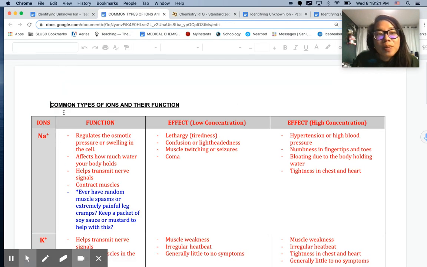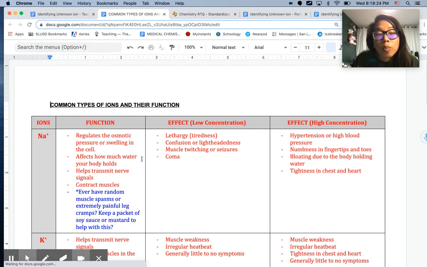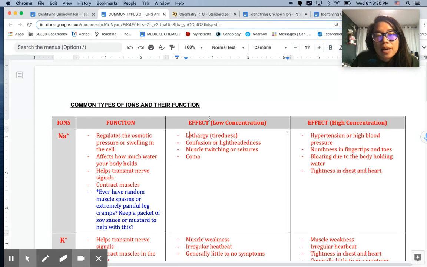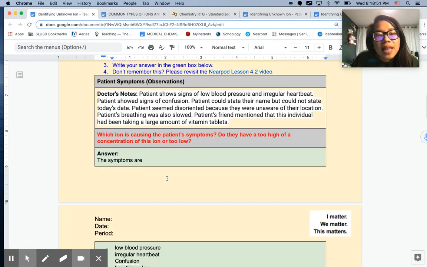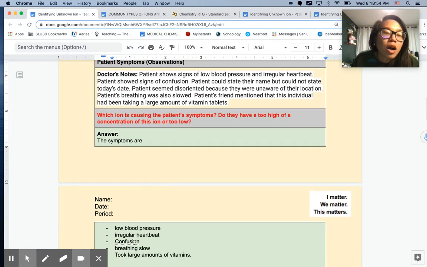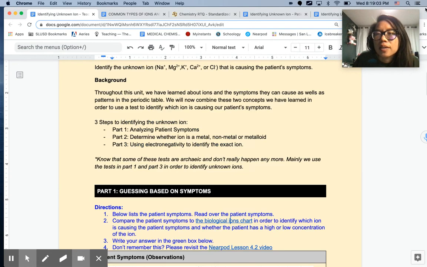Recall that when we did this for Nearpod lesson 4.2, these are the symptoms if the patient has too little of an ion. And this last column shows the symptoms if a patient has too much of this ion. And what ion were we talking about? If you look to the left, this is the ion. I noted that the symptoms are low blood pressure, irregular heartbeat, and confusion. There's a whole bunch more, but I'm just going to look for those specifically. To help me out, I'm going to split my screen.